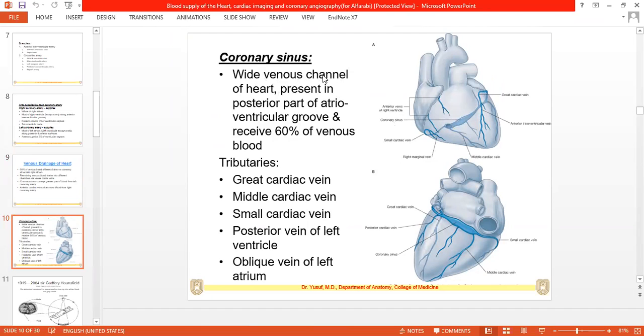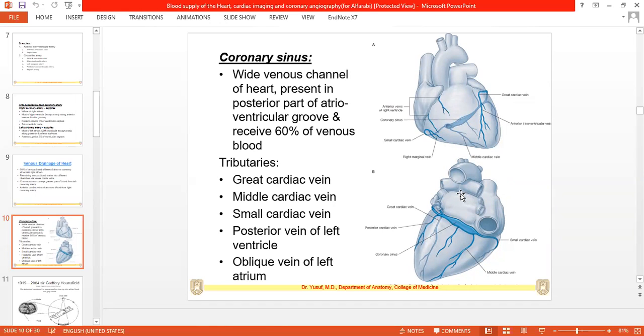The coronary sinus is a wide venous channel of the heart. Okay, it can be defined as a wide venous channel. That's why it is called a sinus, not a vein. It is present in the posterior part of the atrioventricular groove. Where is it present? It is present here, in the posterior atrioventricular groove. So these are the atria.